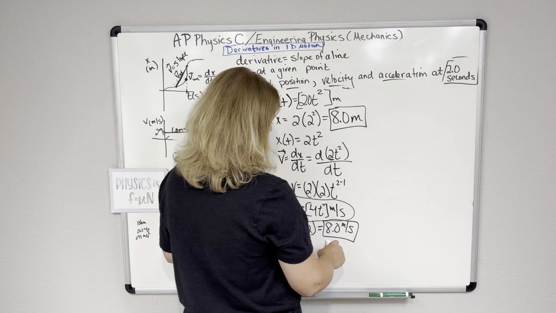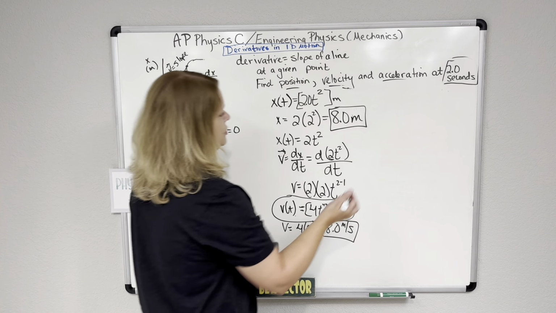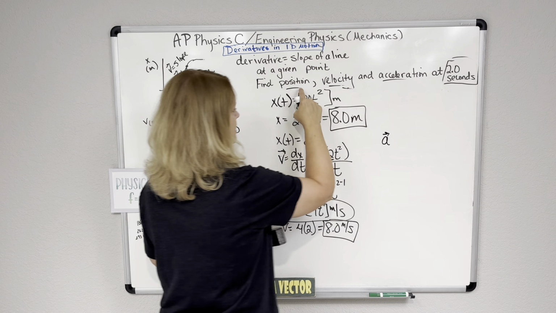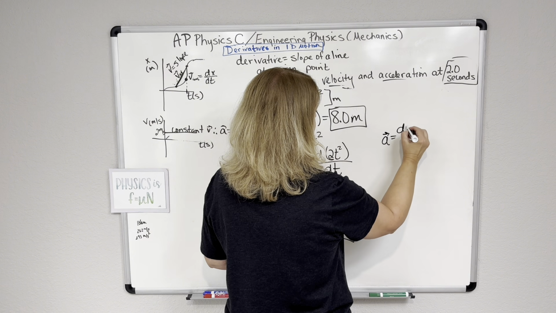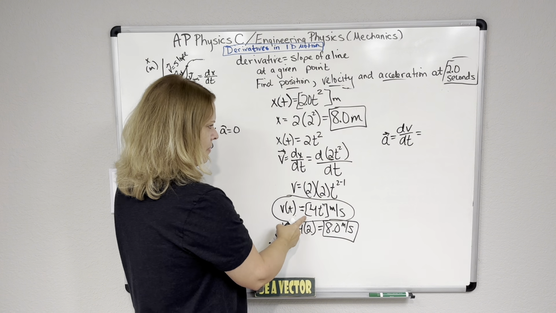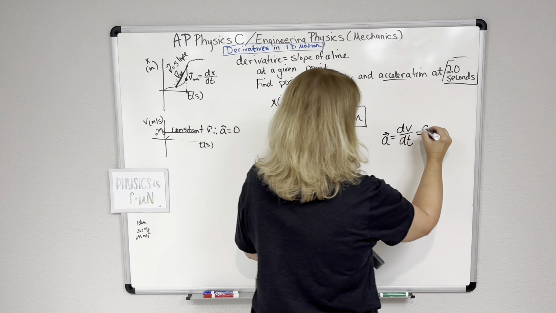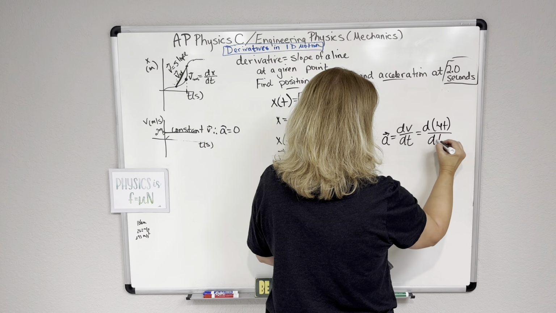Now I'm going to go to my acceleration. They want acceleration now. That's part C. I have my position, my velocity. Now they want acceleration. We know it's the derivative of velocity with respect to time. I go back to this velocity time equation. It's 4t. So I'm going to be taking the derivative of 4t with respect to time.